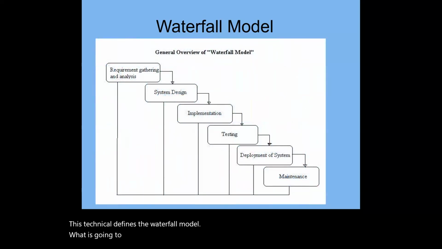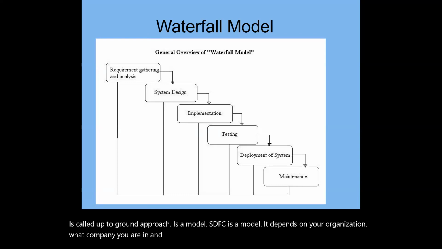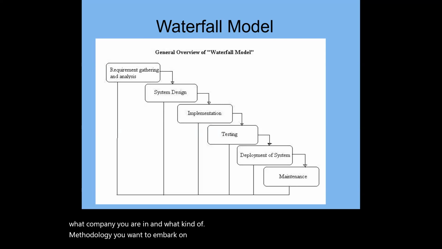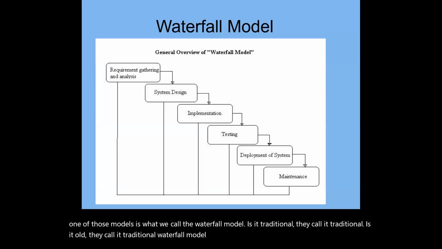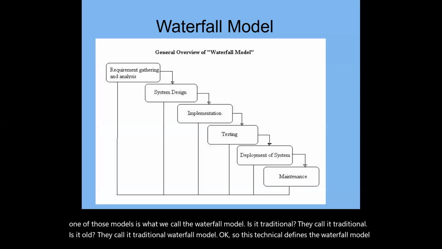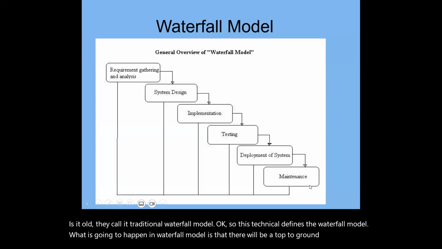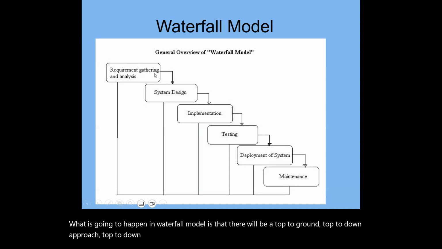What is going to happen in the waterfall model is that there will be a top to down approach. You can see the diagram right here. It's called a top to ground approach. It's a model. SDLC is a model, and it depends on your organization, what company you are in, and what kind of methodology they want to embark on. So there are different models of SDLC, and one of those models is the waterfall model. They call it the traditional, old waterfall model. What is going to happen in the waterfall model is a top to down approach, from the top to the bottom.